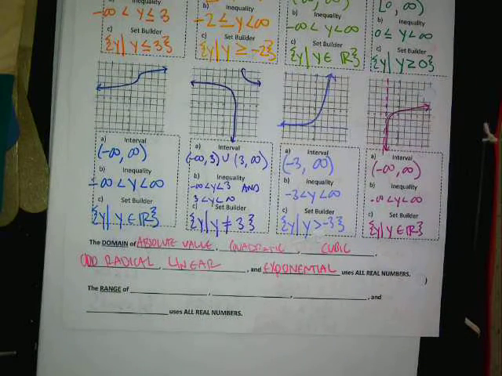So this one is exponential right here. Because you're going forever left and forever right, the domain will always be all real numbers. The reason why rational is not going to be all real numbers is because you have a number that x will never be. X will never be the asymptote.